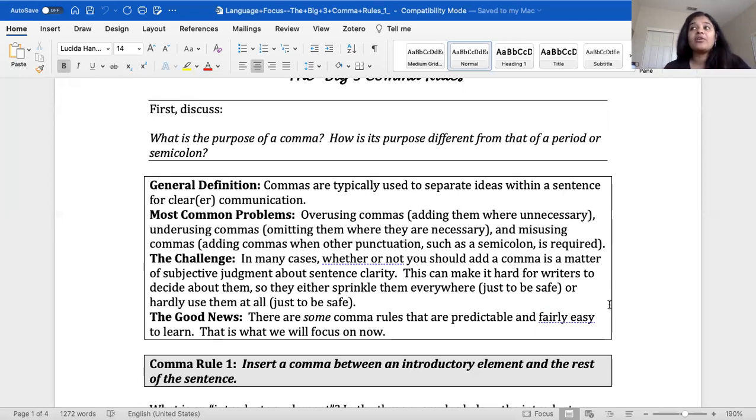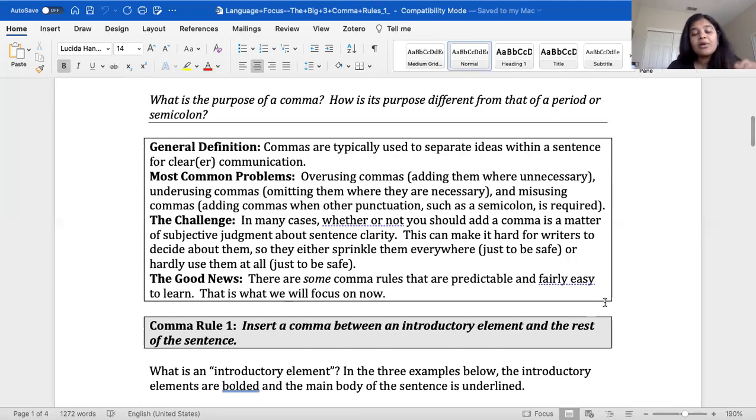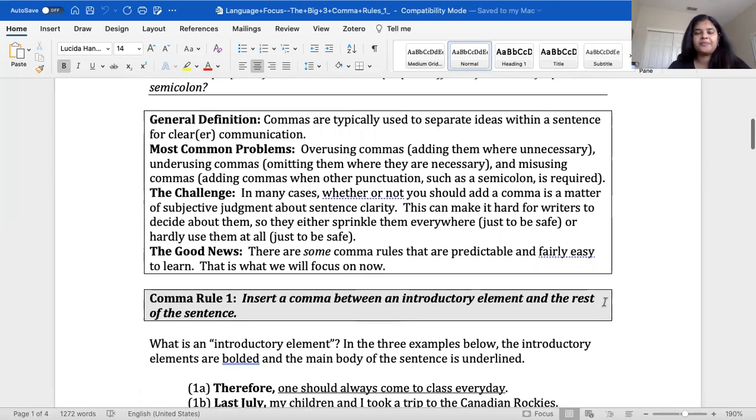This can make it harder for writers to decide about them, so they either sprinkle them everywhere or hardly use them. The good news is there are some comma rules that are predictable and fairly easy to learn, and that's what we will focus on now.